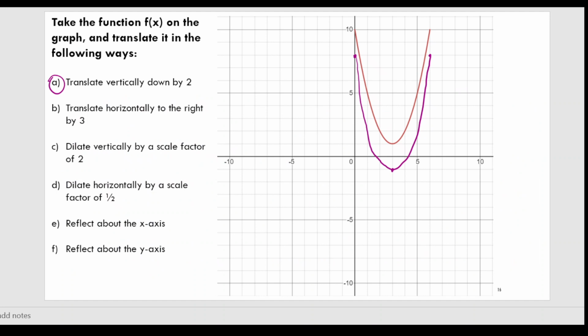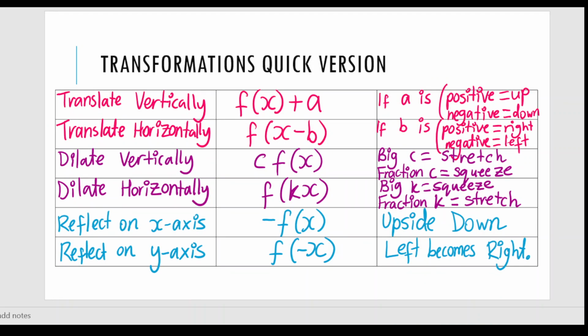Our next one, we're going to translate it horizontally to the right by 3. So we're going to take our original one and move it across by 3, take another critical point there, 1, 2, 3, and not too bad. So what we've done there in terms of the actual equation, once again, let's have a look.